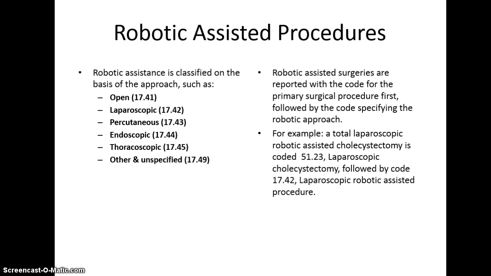Robotic-assisted surgeries are classified based on the approach, and if you look, we'll see that open goes to 17.41, laparoscopic to 17.42, percutaneous to 17.43, and on. The robotic-assisted surgeries are reported with the code for the primary surgery first, followed by the code to show the robotic approach. To give you an example, a total laparoscopic robotic-assisted cholecystectomy is first coded to 51.23, laparoscopic cholecystectomy, and then we need an additional code, 17.42, to show that it was a laparoscopic robotic-assisted procedure.